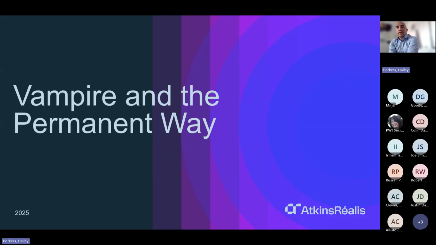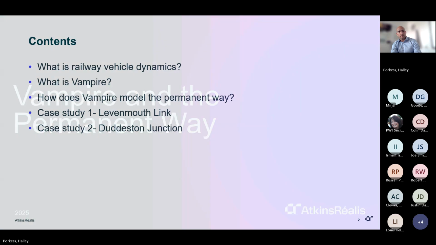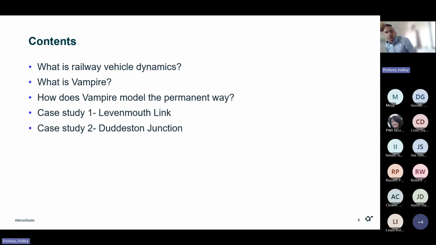I'm based in Derby in the Dynamics Gauging and Testing team. So I'm here today to talk to you about Vampire and the Permanent Way. What we'll go through today is railway vehicle dynamics, how that relates to Vampire, how Vampire models the Permanent Way, and then we've got a couple of case studies, recent bits of work that we've done.